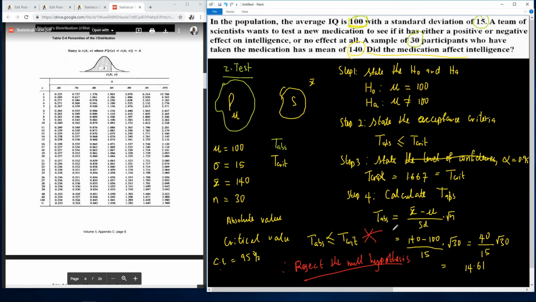So this is how to solve a statistical problem in the case of hypothesis testing, and I'm going to stop here.